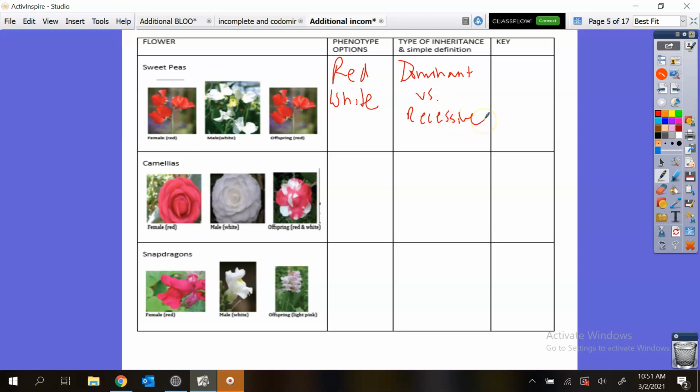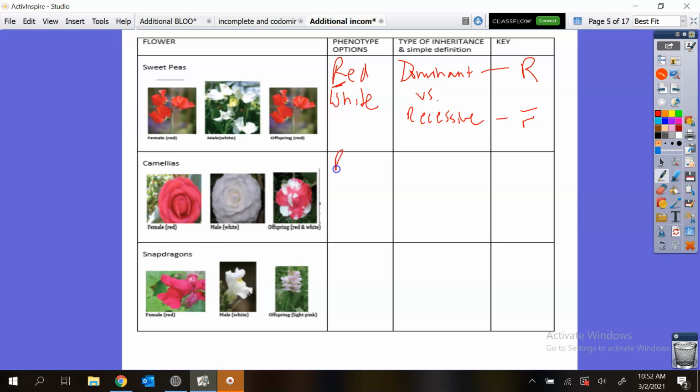So to do the dominant allele, you would just use the first letter of the dominant trait. So we would use a capital R. And then to do recessive, you would use the lowercase r. Okay, and the only way that you're going to show the white flowers is if you're homozygous recessive. Now that's for sweet peas. Now for camellias, let's take a look.